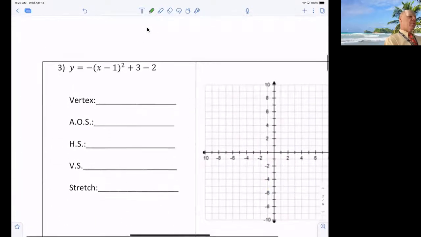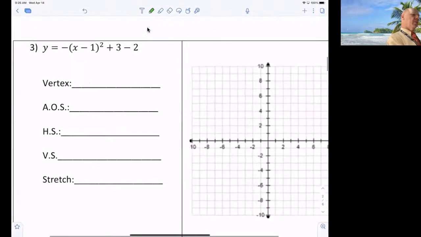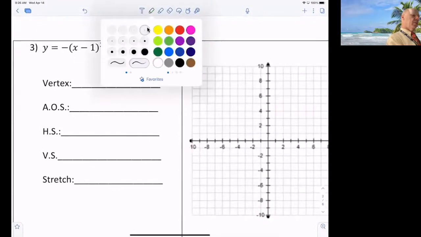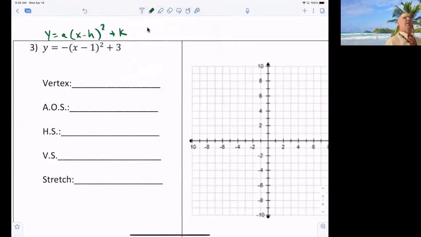Let's take a look at number 3. Obviously this -2 is a typo. So erase the -2. There's no reason for 2 numbers to be there. Sorry. Okay, so with that being said, practice right now, right above it: y equals a parentheses x minus h squared plus k. Practice writing it.